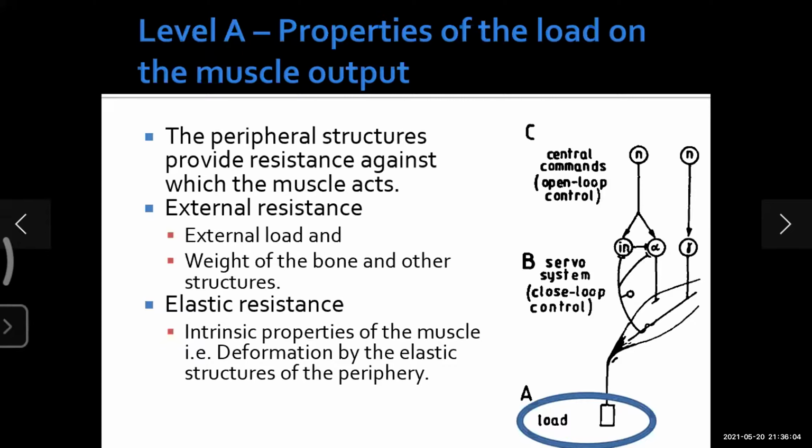So when you're activating the muscle, when your muscle is at a longer length, all the elastic structures are pulled to the maximum. Your tendon is pulled, your muscle membranes are pulled, all these are pulled, right? So this is elastic resistance. Elastic resistance is acting from the inside and the external load is acting from the outside, so these two things are acting together on the muscle. This is your level A.